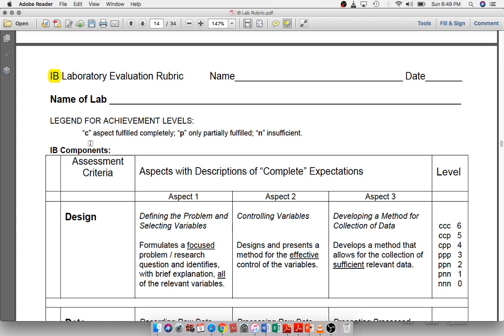So let's go over the legend first. They've got three letters here, C, P, and N. C is for if you completely did the aspect or the components that they're asking you to. P is if you partially did it, so you did some of the steps, but you left some out. And then N is insufficient, meaning that you really didn't show that you understand the aspect very well or how to do it. No one's going to get an N because we've been working on all of these aspects in class, and I fully trust you're going to be able to do it.